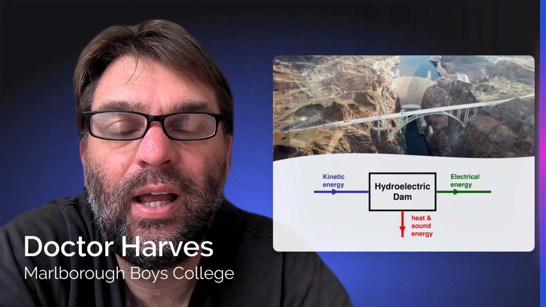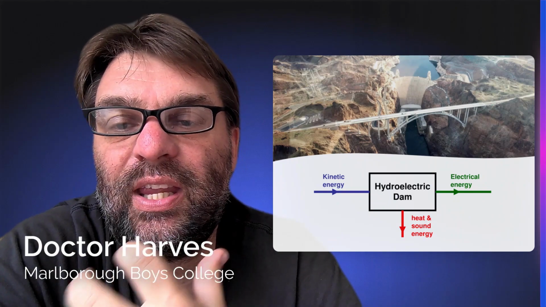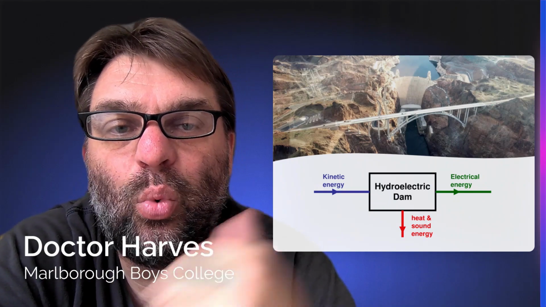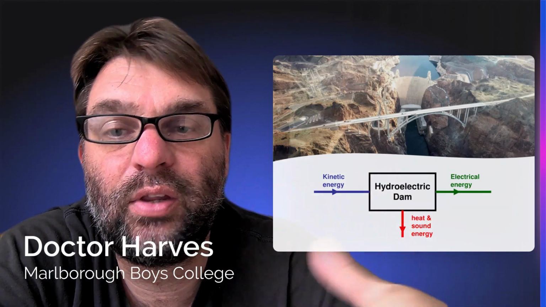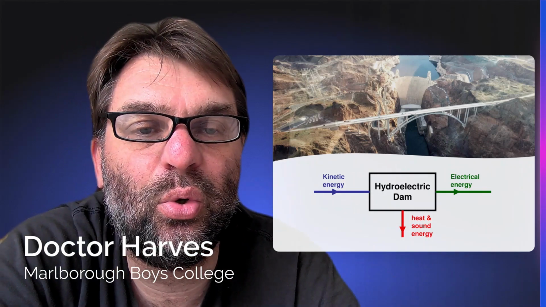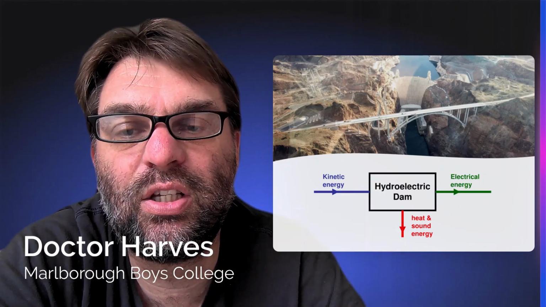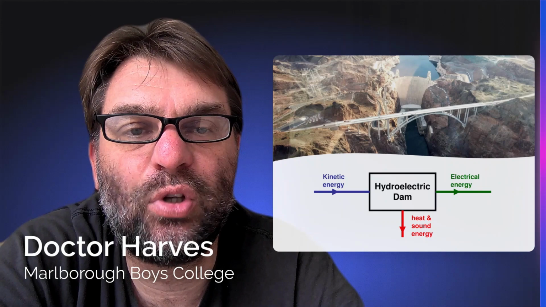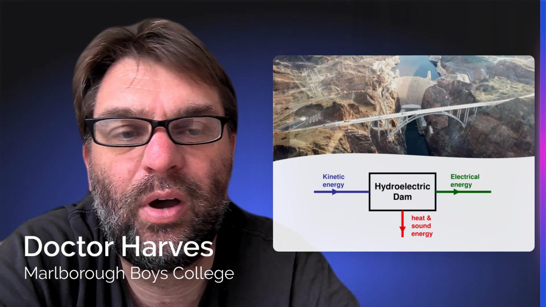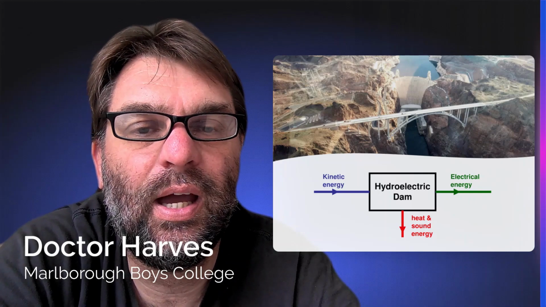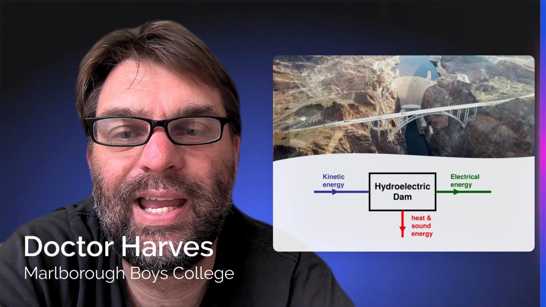On a larger scale, a hydroelectric dam converts the kinetic energy of the water going down through the dam into electrical energy, and energy is wasted in terms of the heat of the turbines and also the sound of the turbines as they convert the kinetic energy as the water passes through the turbines into electrical energy.